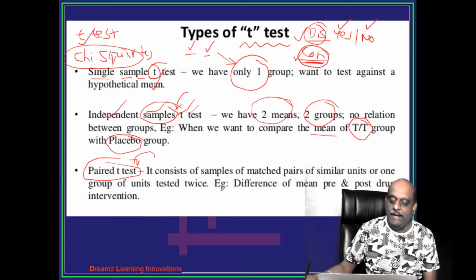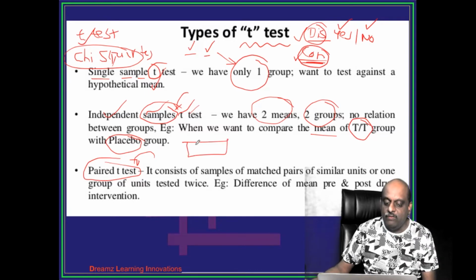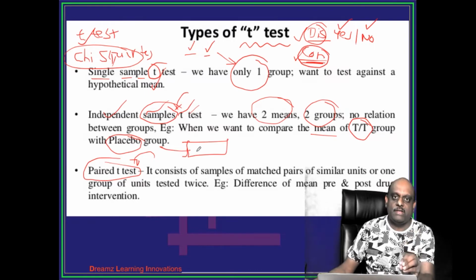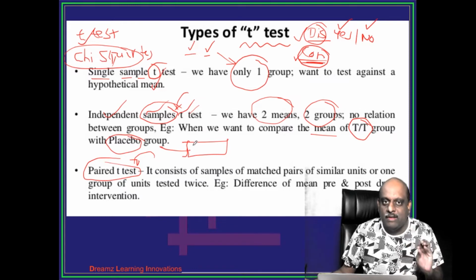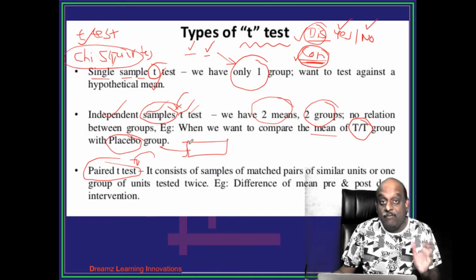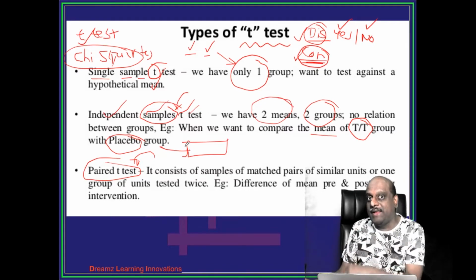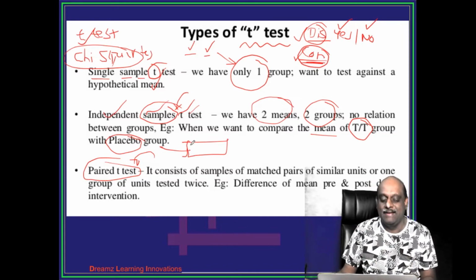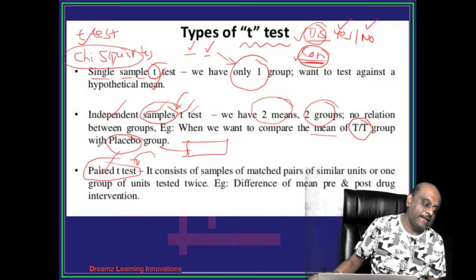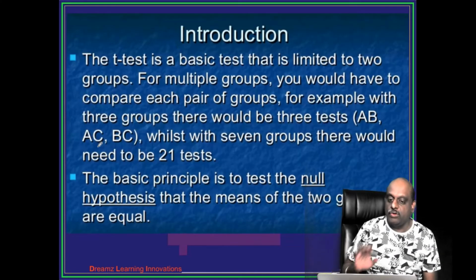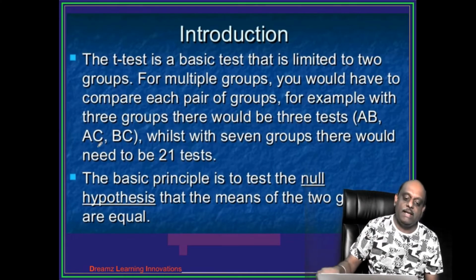Paired T-test kya hai? Same thing you will take. Before giving drug, what was the mean value? Before giving metformin, what is the mean weight? After giving metformin, there should be some weight loss. So, what is the mean value after giving the drug? But in the same population. That is called paired T-test. Barabar? So, this is what you have to basically remember.